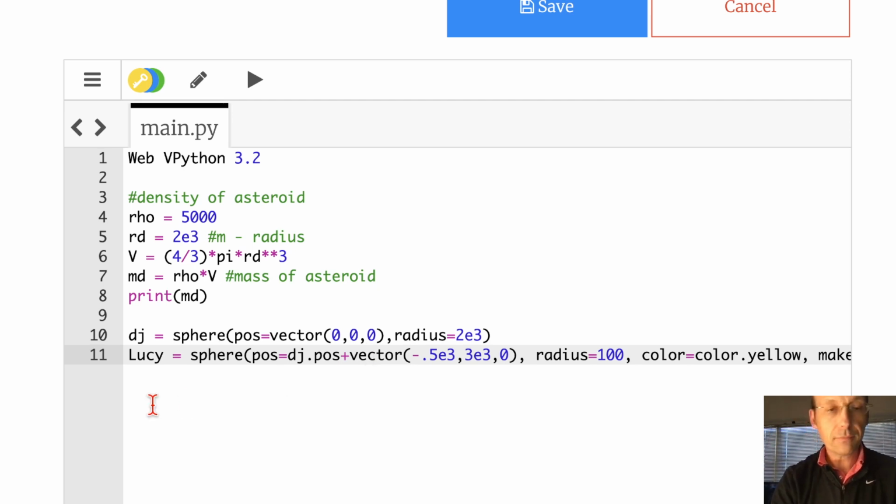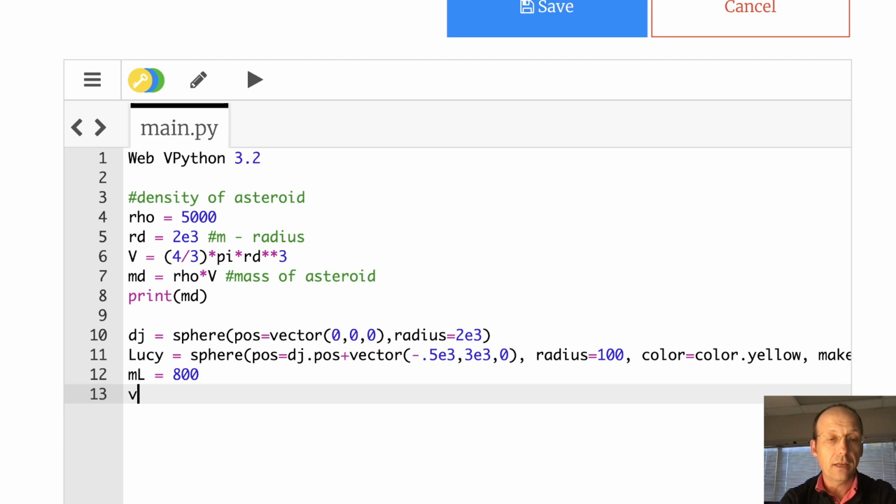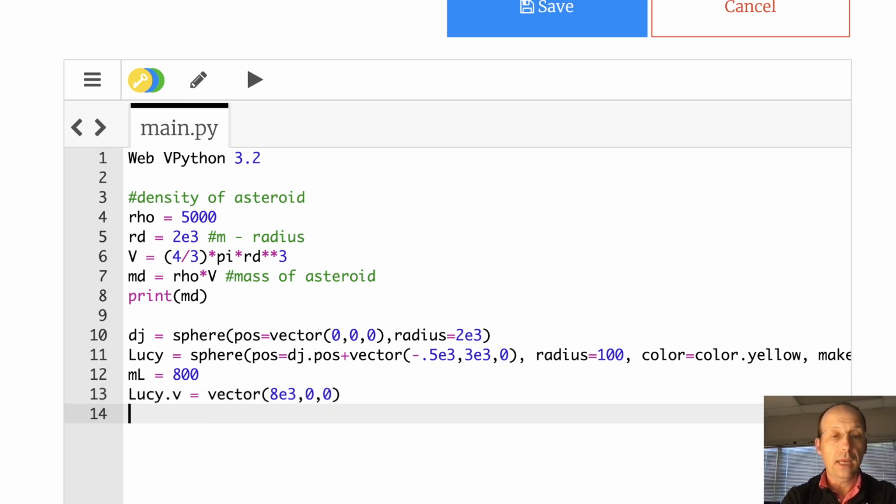So now we already have the mass of DonaldJohanson. The mass of the Lucy, I'll just call it LM, is 800. Now I need velocity. Lucy.v is a vector. It's going in the x direction, and it's going to be equal to, what did I say it was? 8 kilometers per second, so 8e3 in the x direction. And the momentum, Lucy.p, is equal to the mass of Lucy times the velocity of Lucy. There.